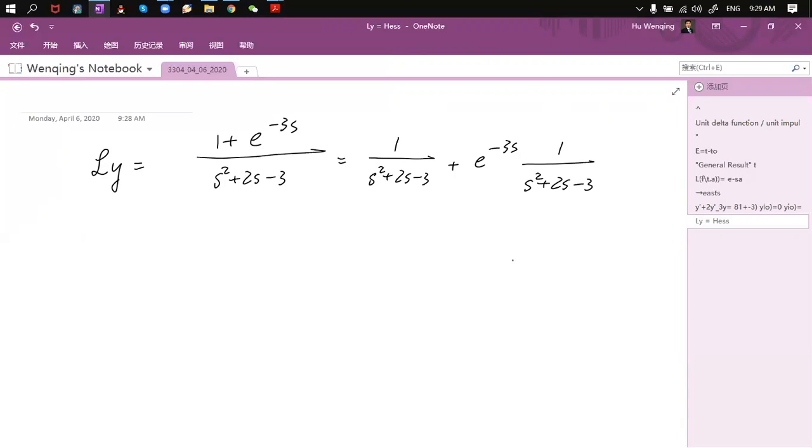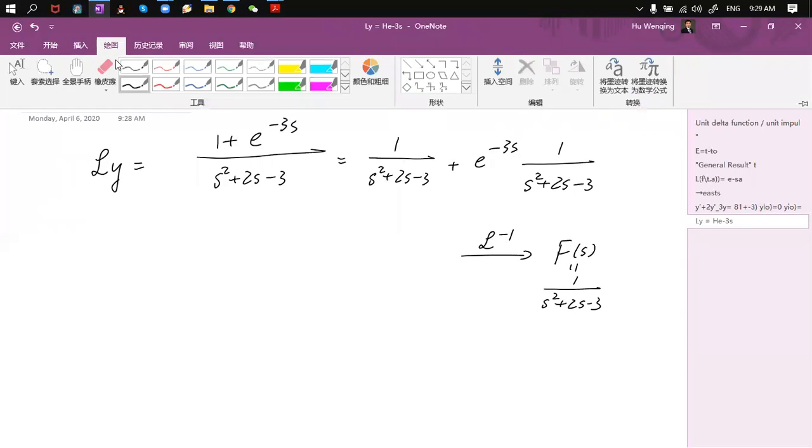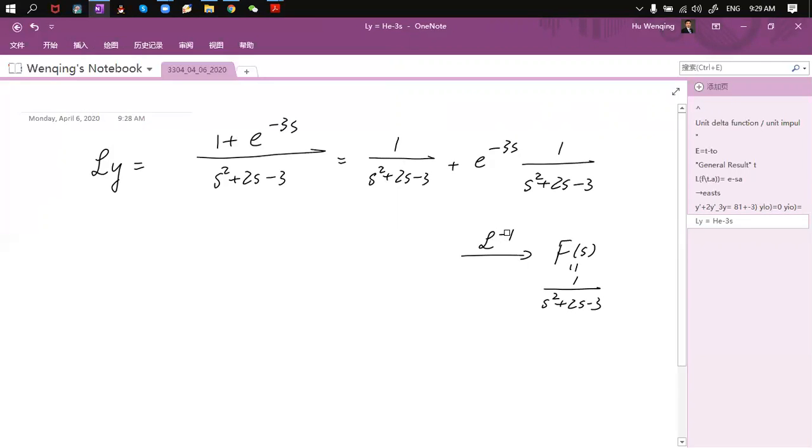So what happened here is that if you set capital F of s equal to 1 over s squared plus 2s minus 3, then you would like to apply an inverse Laplace transform. When you apply an inverse Laplace transform, it is going to be transformed to small f of t.